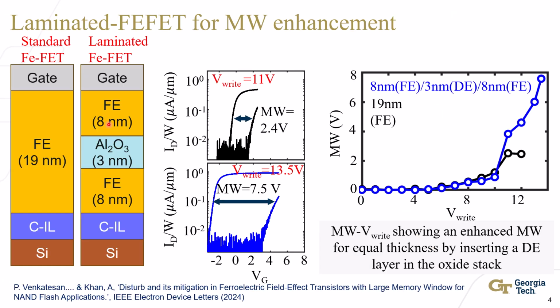So how to get a large memory window? Typically in a standard FEFET, where only a 19 nanometer ferroelectric material is used, let's say hafnium zirconium oxide, in a pure 19 nanometer HZO oxide stack, the maximum memory window that we get is approximately 2.4 volts. This memory window is typically not compatible with NAND flash applications. However, keeping the overall thickness the same at 19 nanometers, if we insert a dielectric material in the oxide stack, then we can see a significant memory window enhancement, where we get a memory window of approximately 7.5 volts, and this memory window is compatible with NAND flash applications.